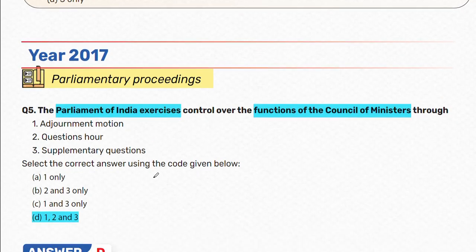Now one question has also come in 2017, about the parliamentary proceedings. The Parliament of India exercises control over the functions of the Council of Ministers through which: adjournment motion, yes, that is true. Adjournment motion is an opportunity where a member can ask a question from the ministers. Question hour is also a device to ask the question and supplementary question. So all of them are correct answers. So D will be the correct answer.